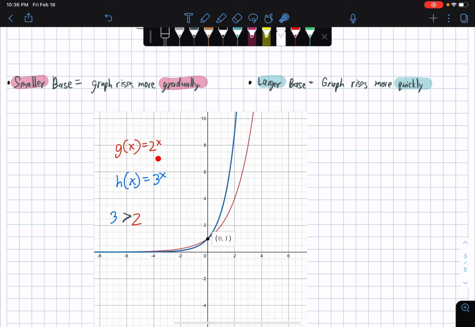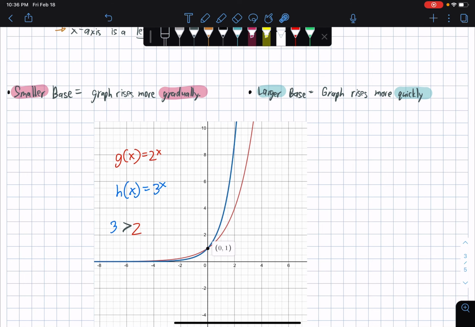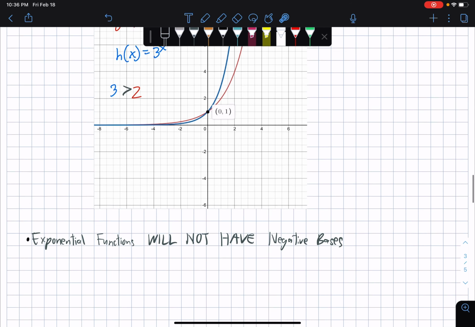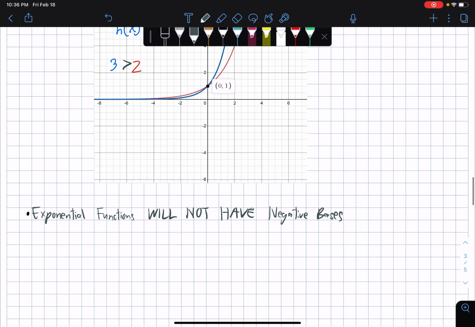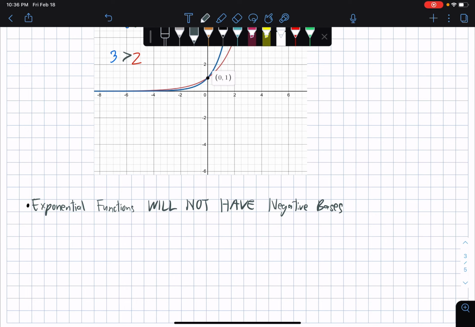You can see that the graph marked in red represents the equation written in red ink, and the blue graph corresponds to the equation written in blue ink. So the larger the base, the more quickly the graph rises. The smaller the base, that is still greater than 0, the graph rises more gradually or slowly. Then, as I've said earlier, exponential functions will never have negative bases. So n will always be greater than 0. When n is less than 0, this is really wrong. This is not an exponential function anymore.